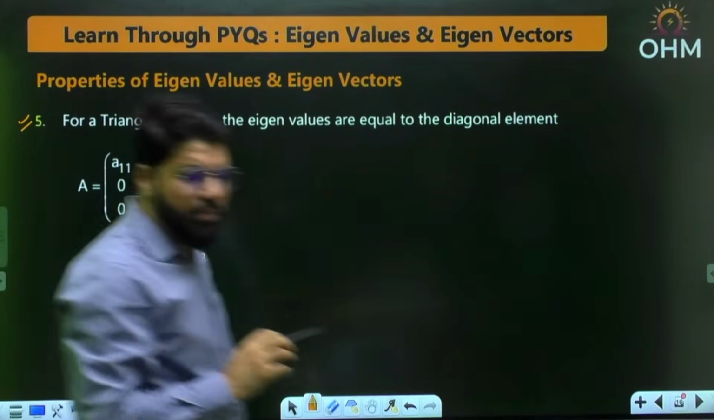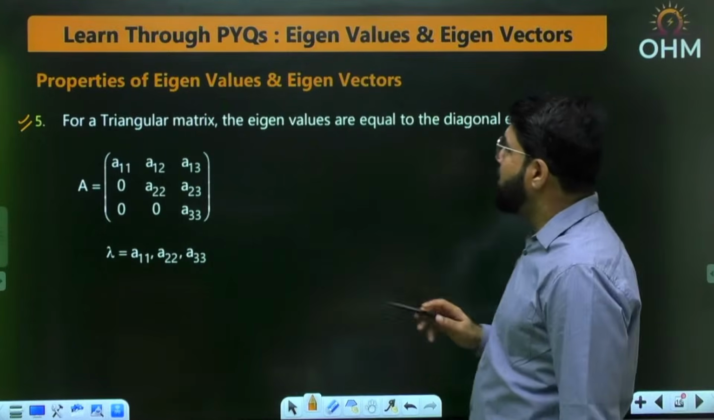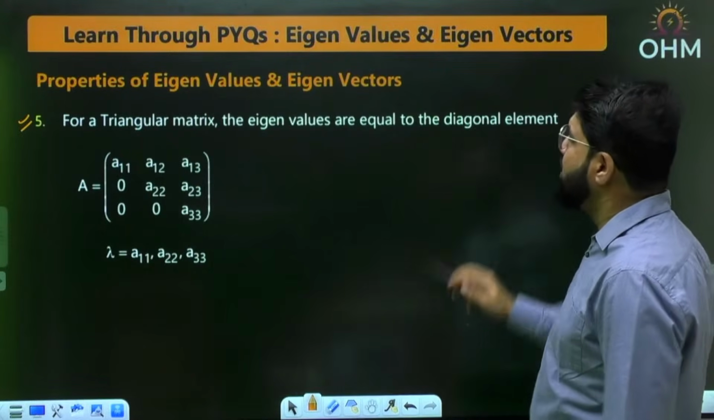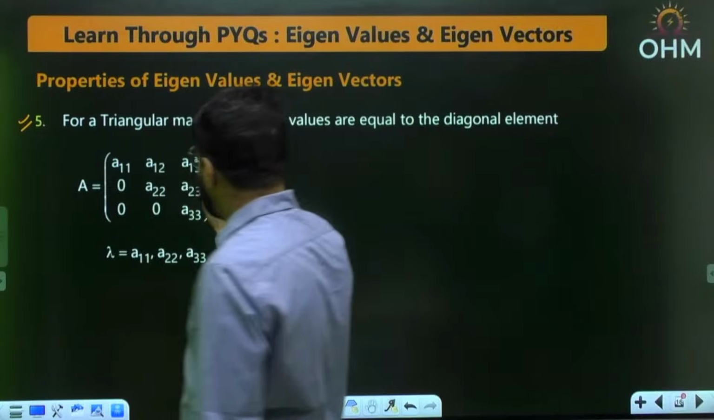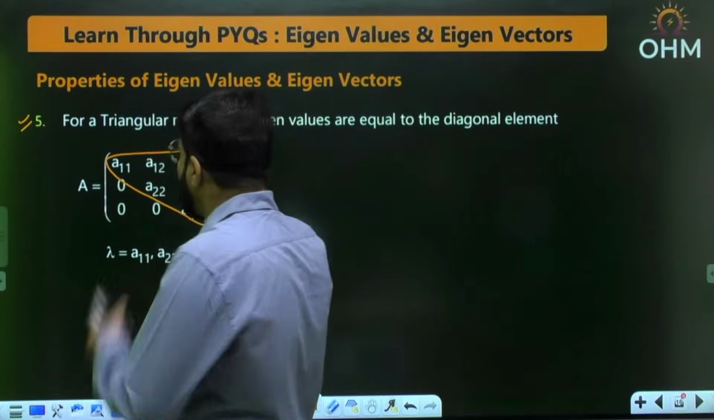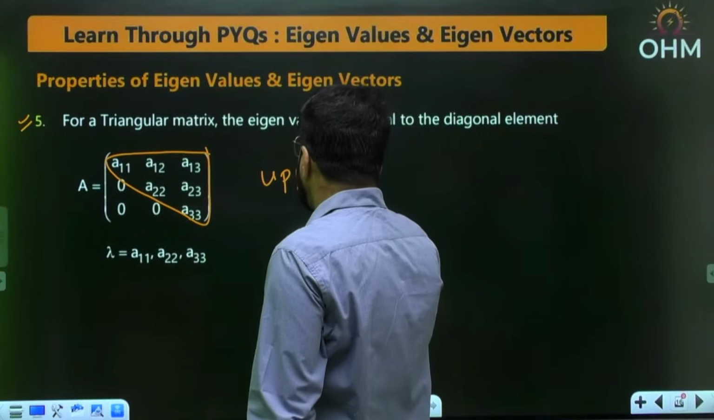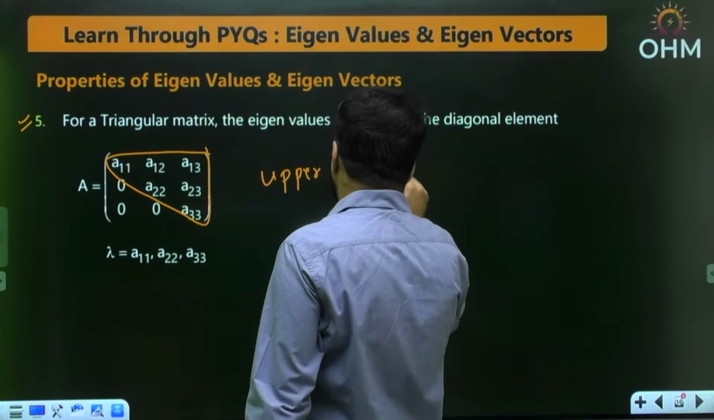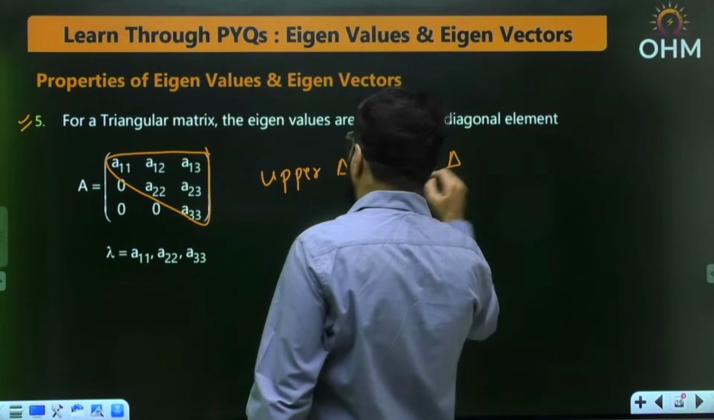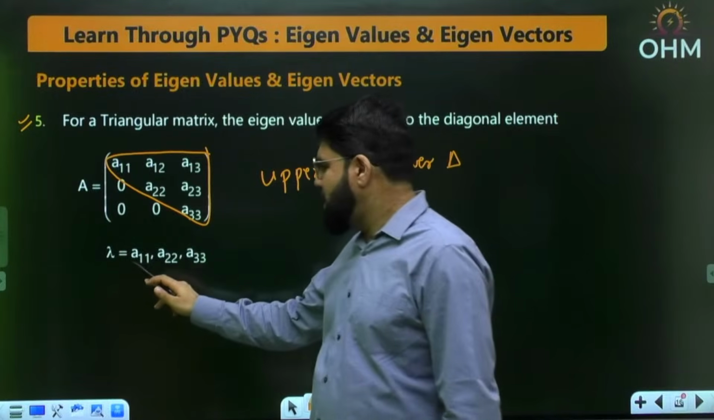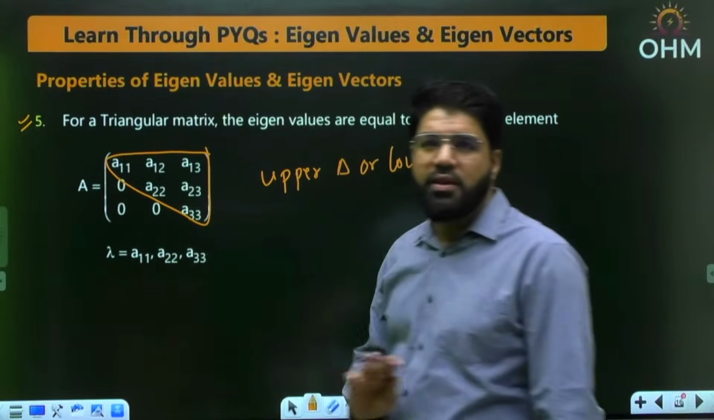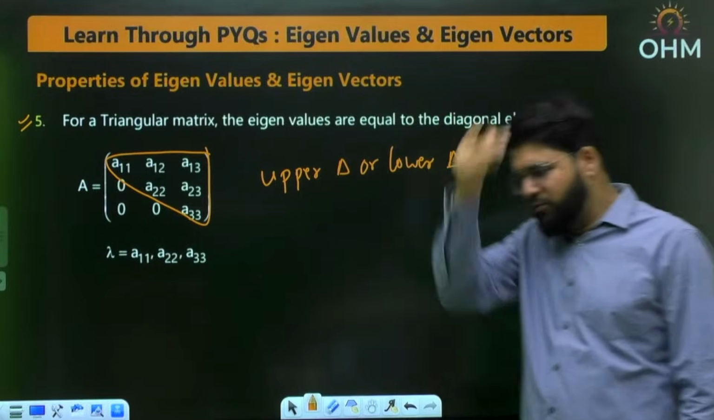For a triangular matrix, eigenvalues are equal to the diagonal elements. Like this example I've taken, it's upper triangular. Upper or lower triangular, this is valid for both. The eigenvalues are just the diagonal numbers a11, a22, a33. Finish. So this is the property number 5 for you.